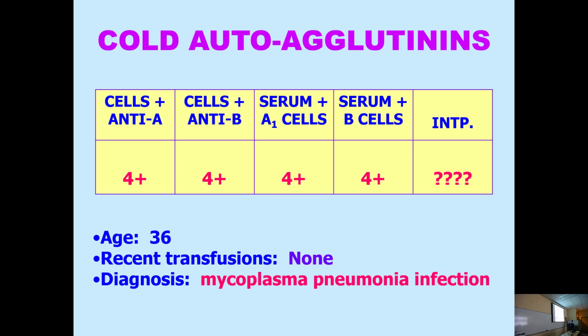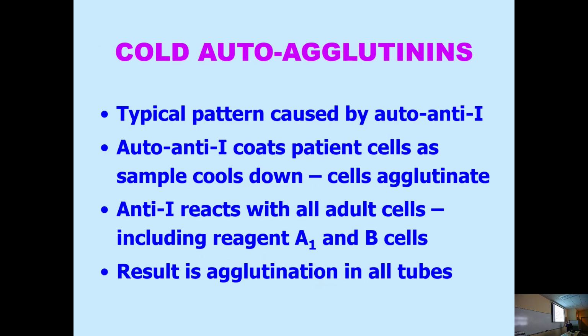Cold agglutinins. Yikes. 36-year-old, no recent transfusion, mycoplasma pneumonia infection. What do we remember about mycoplasma pneumonia? Auto anti-I, big I. What do we remember about big I? Everywhere. Everybody has it. All of our cells have it. It's all over the place.